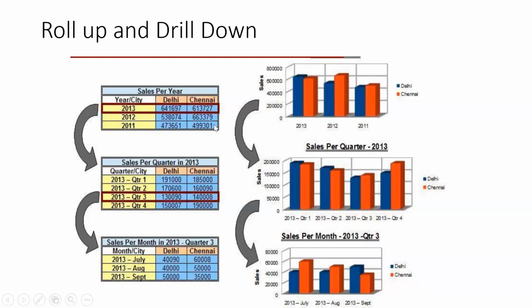What is roll up? Roll up is just the vice versa of this. Rolling up means you are going from down to up. That means from month, then quarter, then that particular year. For both roll up and drill down, you just need to create the hierarchical dimension on which you do the drill down and roll up. This is the main fundamental thing.